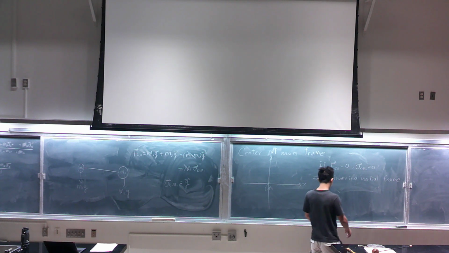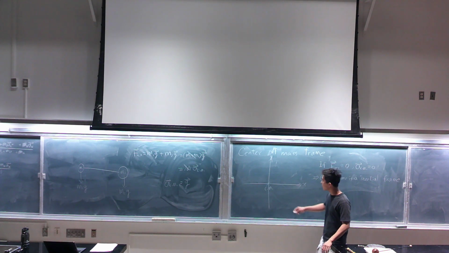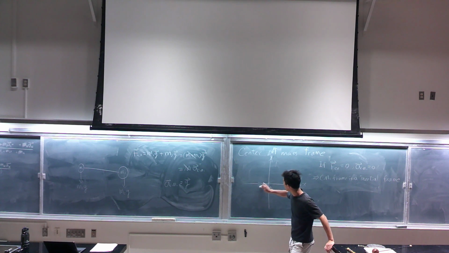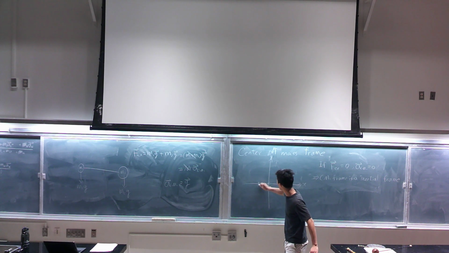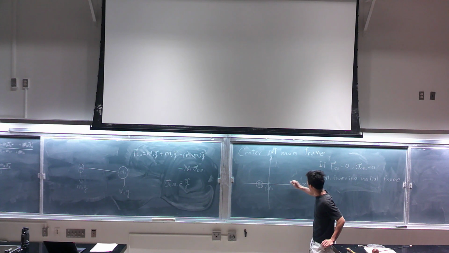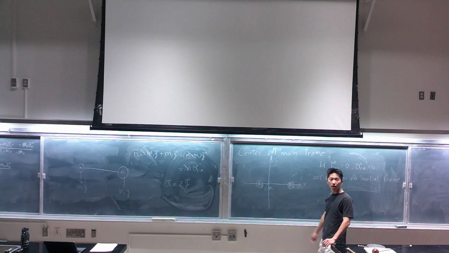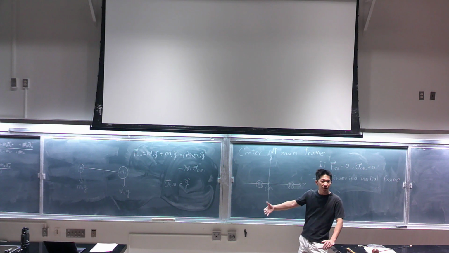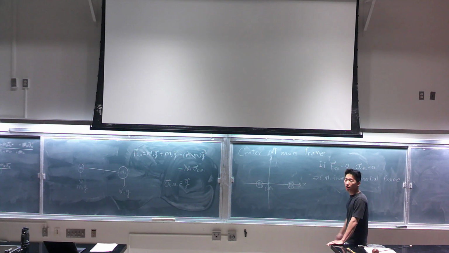The example I'm going to do is, again, the sun-Earth orbit. This time, let's call it MB and MA. When we do the sun-Earth orbit, we say the sun is super heavy, so we can approximate the sun's acceleration as 0, and the sun's frame is an inertial reference frame.